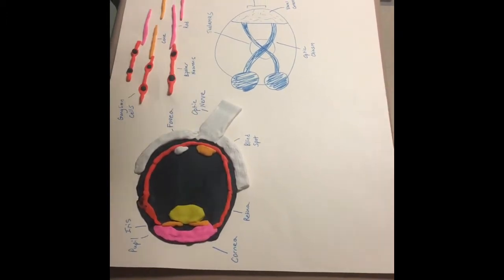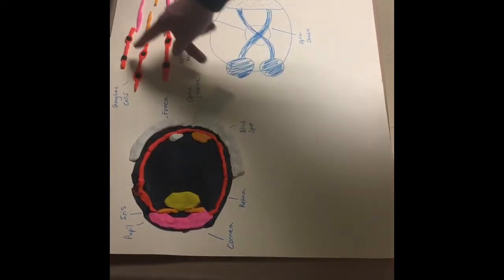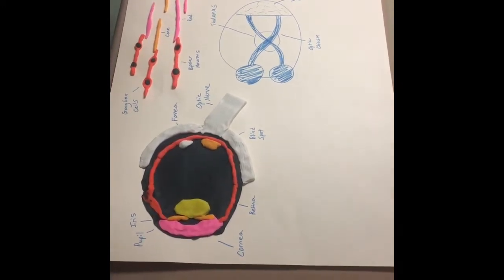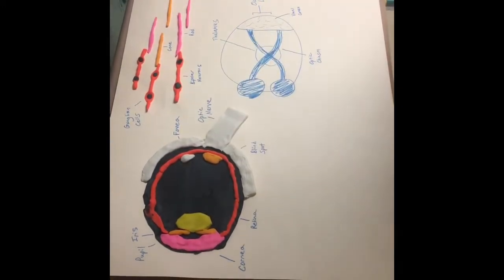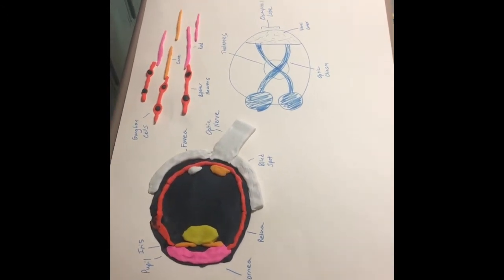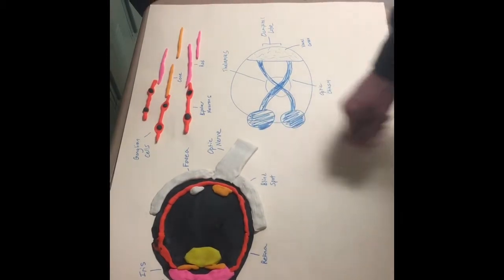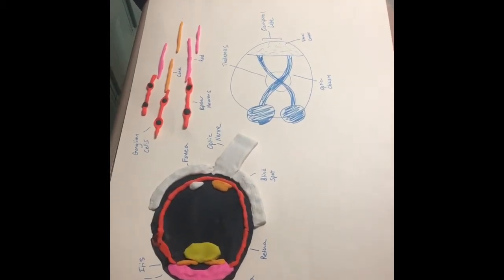Then these are the bipolar cells. They're cells that connect and transmit info from the eye's photoreceptor cells. Then these are the ganglion cells. They receive info from bipolar cells and transmit it to the brain. This is the optic nerve. It contains bundled axons of ganglion cells that hook the retina to the brain.